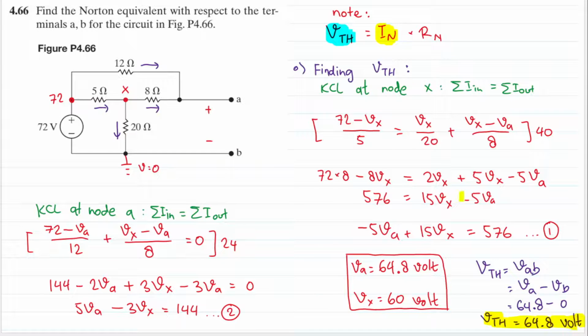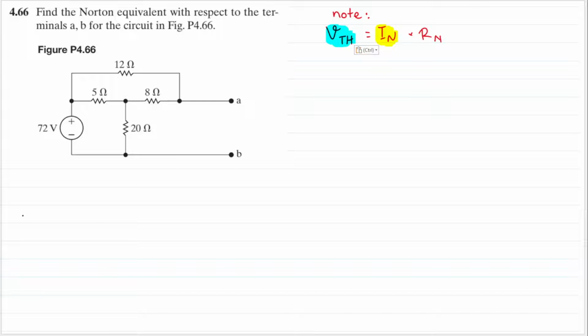Okay, let's do the next step, which is the Norton current. Let's clean up the board and find the Norton current. Let's do the second step of this problem, which is finding IN. IN is the short circuit current. So we short this AB here, and we need to find this current here, which is IN.